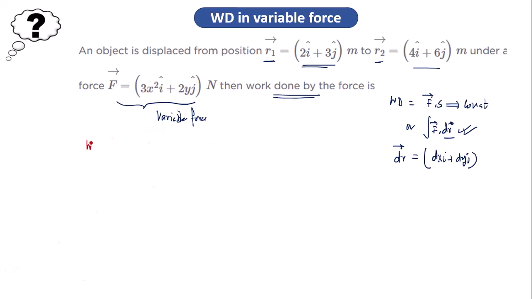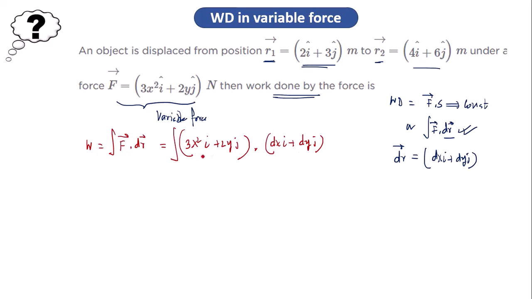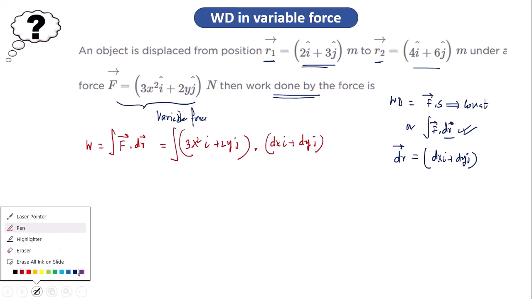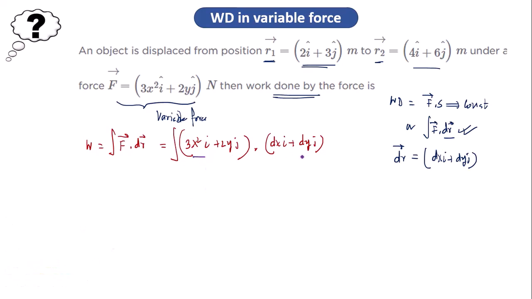So total work done is equal to the integration of F vector dot dr. F vector is how much? 3x square i plus 2y j. Now we are making the dot product with the dr vector, which is dx i plus dy j, and integrating this. Once you do the dot product, only the i component with i and the j component with j will remain. So ultimately what you can write is the integration of 3x square dx plus the integration of 2y dy.